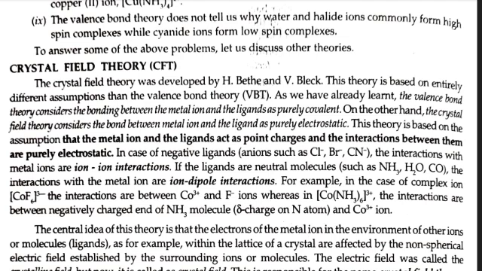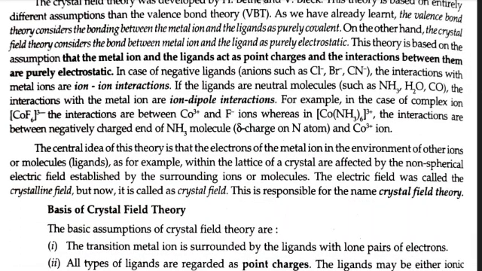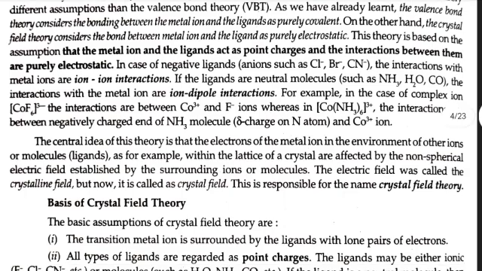For example, in the complex ion [CoF6]3-, the interactions are between Co3+ and F- ions, whereas in [Co(NH3)6]3+, the interactions are between the negatively charged end of the NH3 molecules, the delta negative charge on the N atom, and the Co3+ ion. The central idea of this theory is that the electrons of the metal ion in the environment of other ions or molecules, as for example within the lattice of a crystal, are affected by a non-spherical electrical field established by the surrounding ions or molecules. The electric field was called the crystalline field, but now it is called the crystal field. This is responsible for the name crystal field theory.